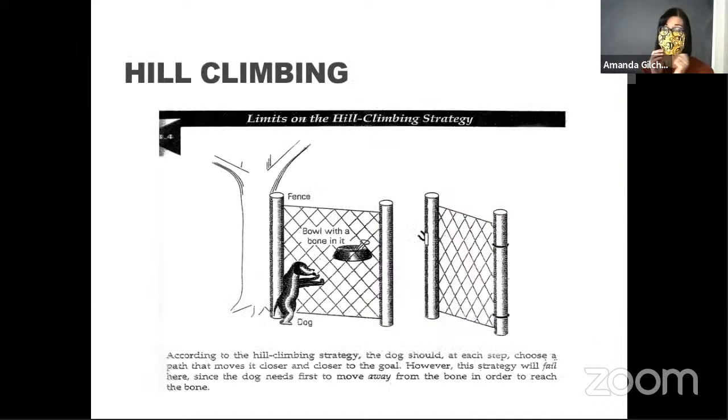So I'm going to start by talking about the strategy of hill climbing. So hill climbing is basically the strategy.